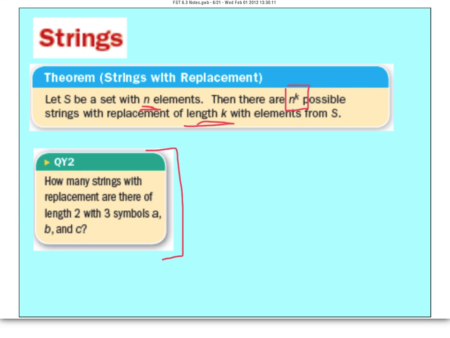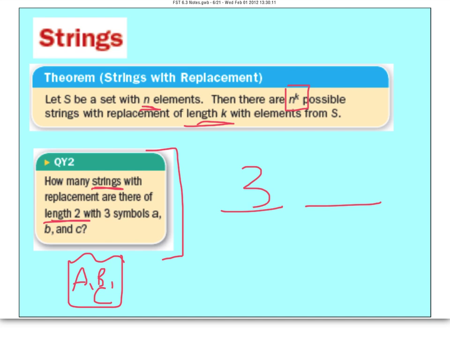It says how many strings with replacement are there of length 2 with 3 different symbols to choose from, A, B, and C. So imagine you have a bag with the letters A, B, and C inside of it. And you're going to make a string with length 2. So I'm going to have to make 2 choices to fill in. So maybe I'm making an answer key. If I put my hand into the bag here and I grab a letter, I have 3 choices for that. So the first grab is 3.